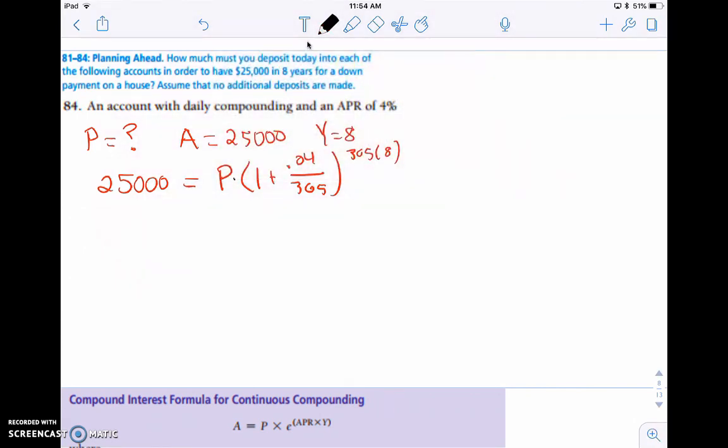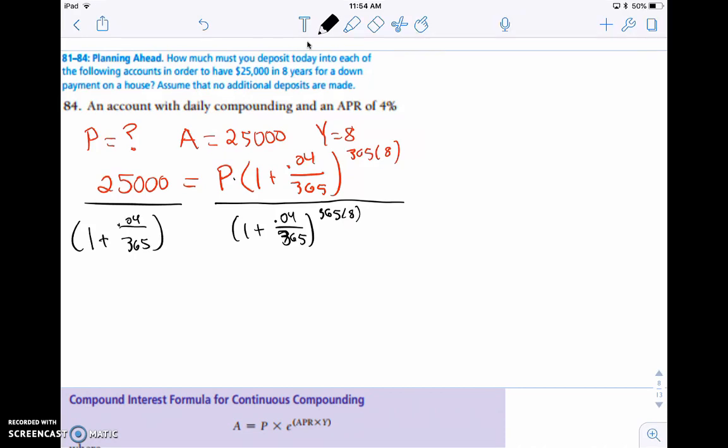If you think about it, P is being multiplied by this big old honking thing right here. So what we do is we just divide by that big thing. Divide by 1 plus 0.04 over 365 raised to the 365 times 8 power, and divide by that over here as well.